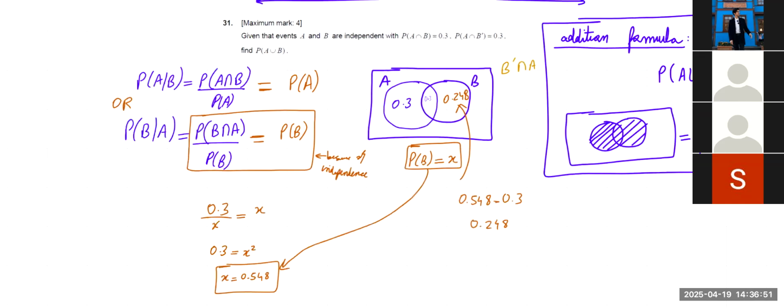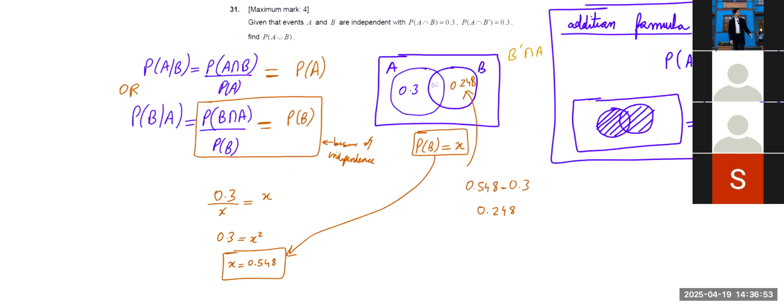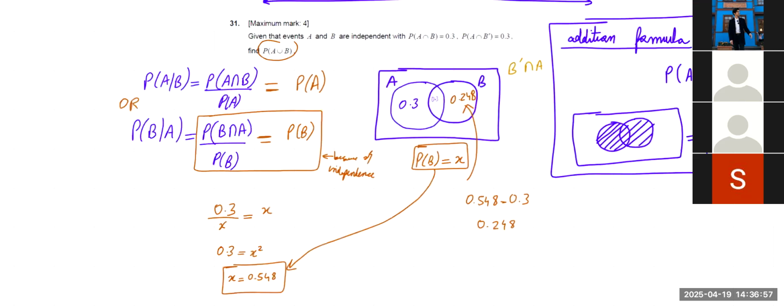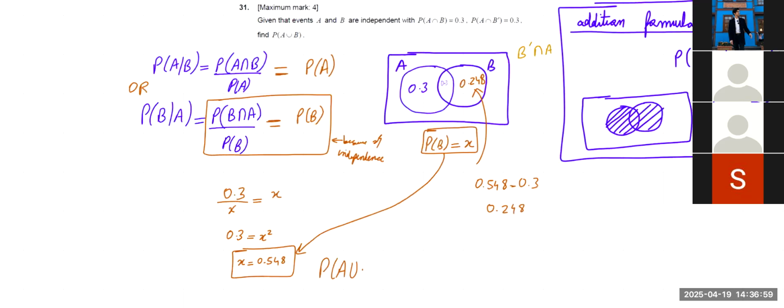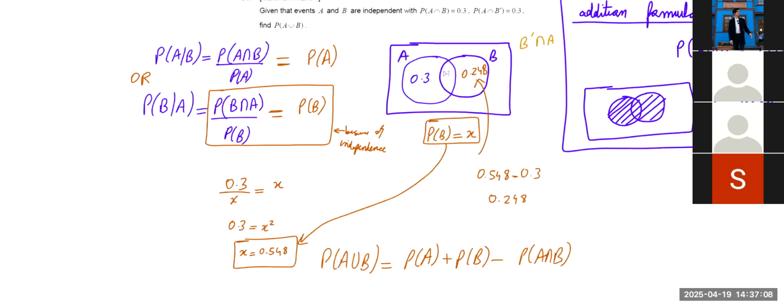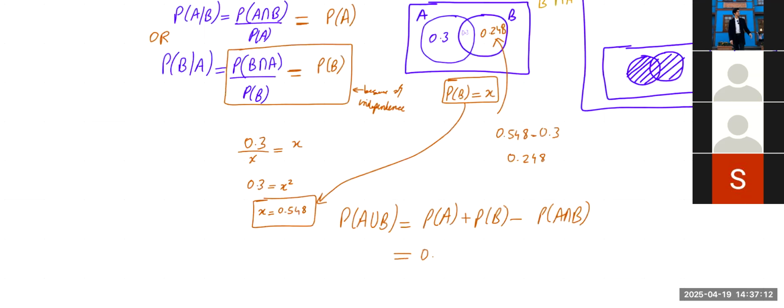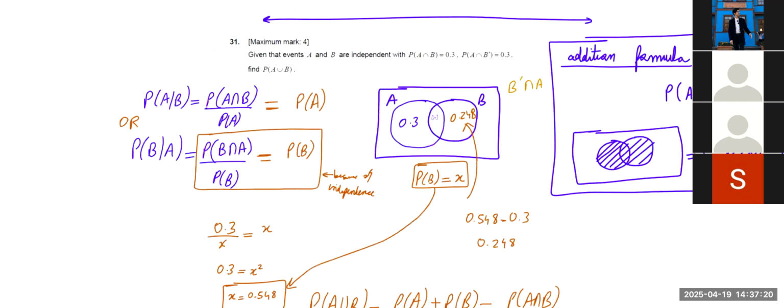Okay. So now we just have to find the probability of A union B. We can find that by adding A, B, and subtracting the intersection, or because we already have the Venn diagram, we can just add this, this, and this and call it a day. 0.3 plus 0.3 plus 0.248, which is whatever. That's the answer.